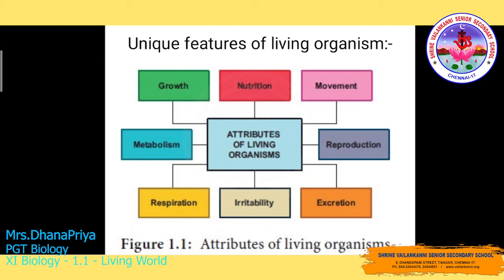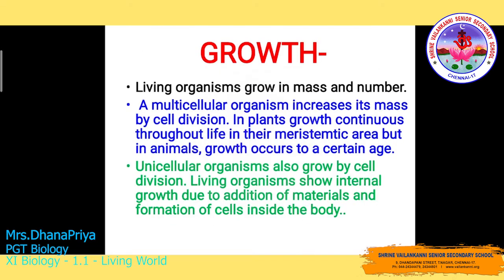In this lesson, what is growth? Living organisms grow in mass and number. A multicellular organism increases mass by cell division. How does growth take place? When the cells divide. So the process of mitosis takes place, right? Yes. In plants, growth continues throughout life in the meristematic area. That is the meristematic tissue, which helps to promote growth in flora.